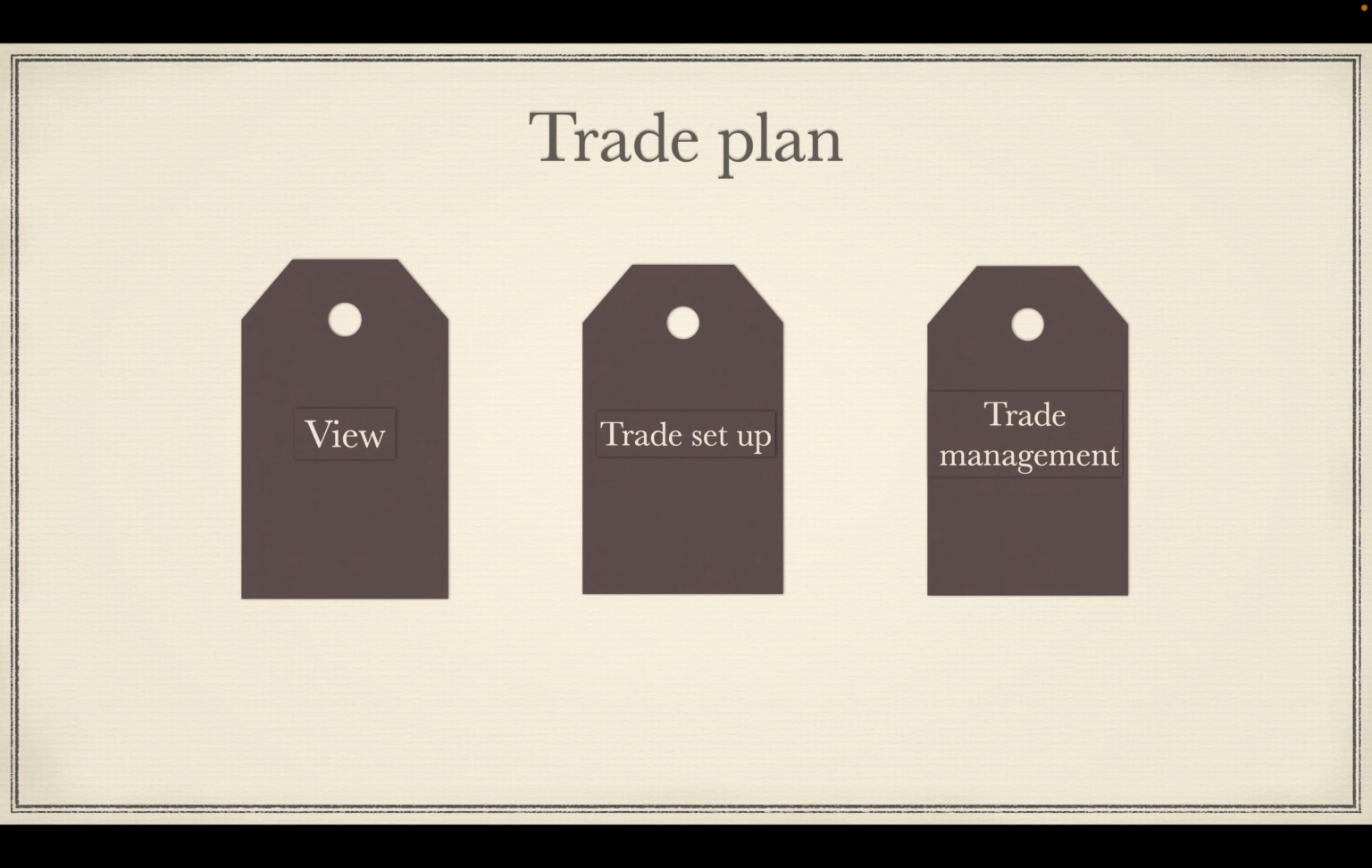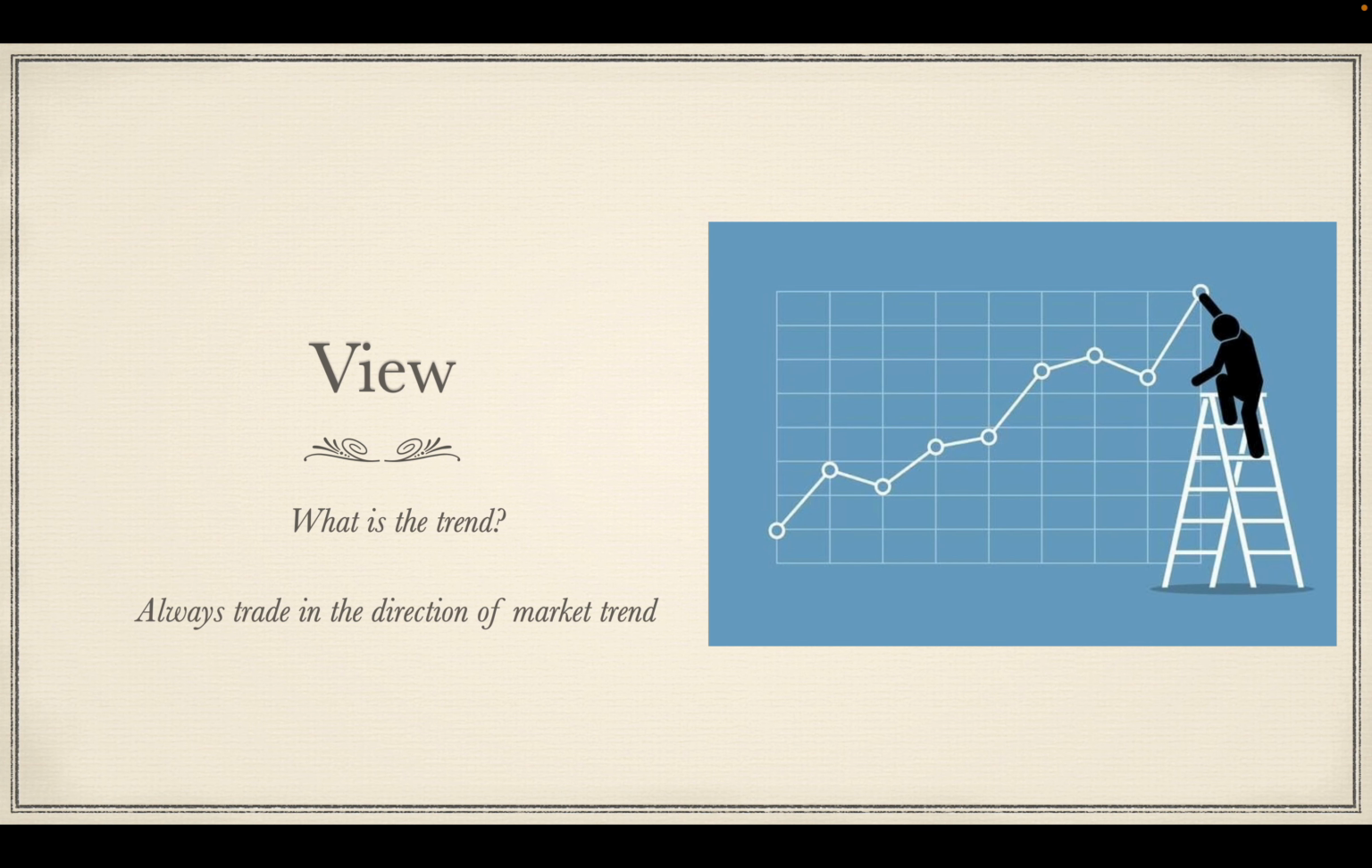Firstly, the trade plan has three main components: the view, trade setup, and trade management. In this video, we are going to discuss how we can segregate all these three components. In the view, firstly, we must know what is the trend, and it is always beneficial if we trade in the direction of the market trend. Now, how will you form the market view? There are different ways.